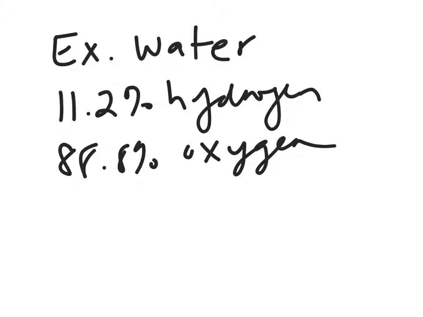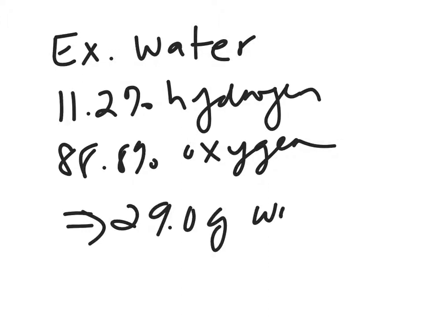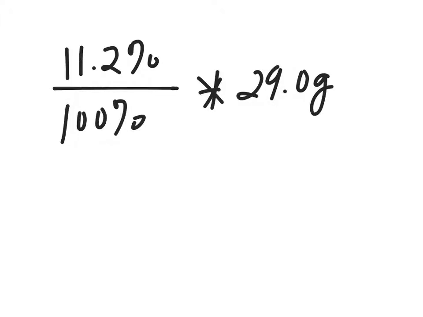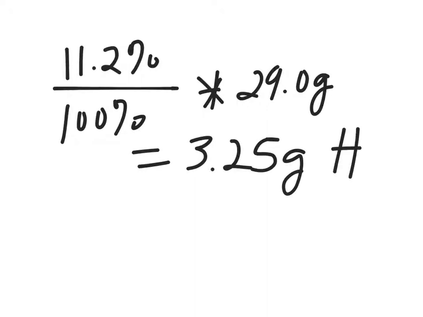So let's take an example. Let's say we have 29 grams of water, and we want to know how much hydrogen do we have present. So the way we would figure that out is we would say 11.2% out of our 100% total times the 29 grams of sample that we had, 29 grams of water. That would tell us that we have 3.25 grams of hydrogen in our water sample.